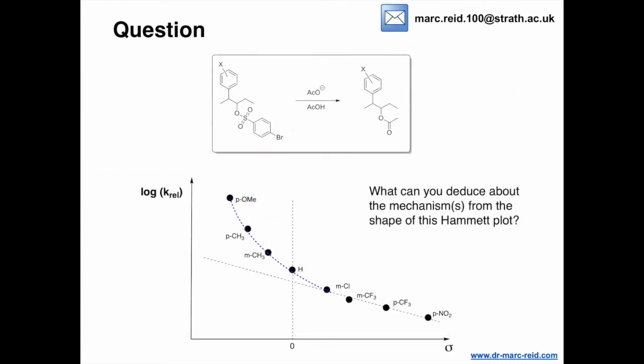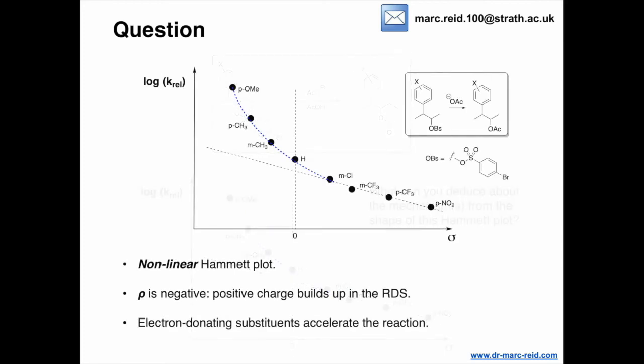Keeping the handle turning on examples, look at the Hammett data associated with this substitution reaction, where a brosyl leaving group is replaced by an incoming acetate anion. The Hammett plot shows a negative sloping curve that deviates from linearity for electron donating substituents. What might you deduce about the mechanism or mechanisms here, given this particular information? Pause the video here if you want to give this question a go in your own time.